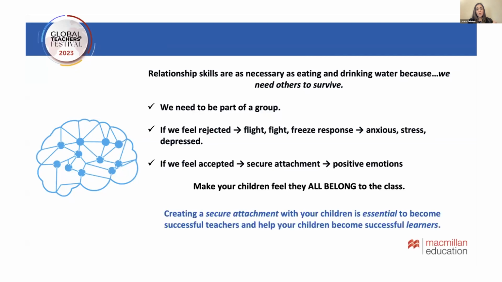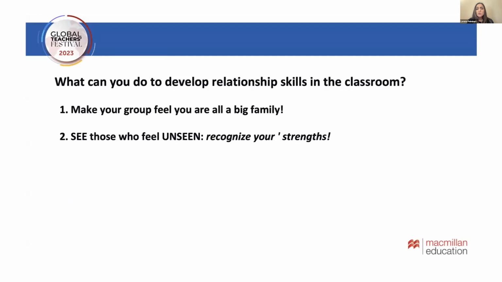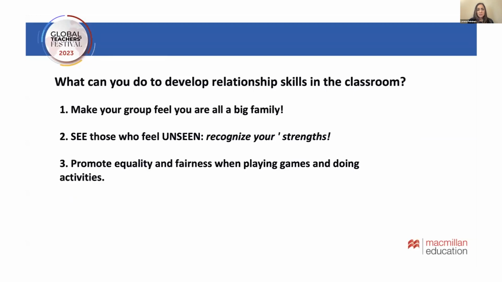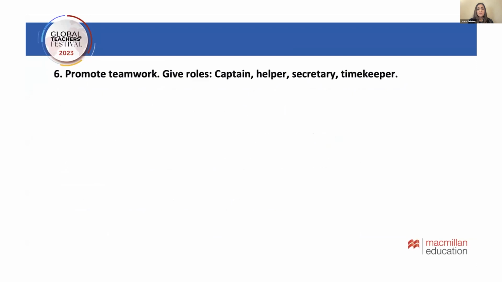Okay, teachers? Okay, so creating a secure attachment with your children is essential to become successful teachers and help your children become successful learners too. All right? Okay, so what can you do to develop relationship skills in the classroom? Okay, so make your group feel you are all a big family. See those who feel unseen. Recognize their strengths. Promote equality and fairness when playing games and doing activities. Set rules and be firm. That makes them feel safe. Trust in your children by letting them develop independence.